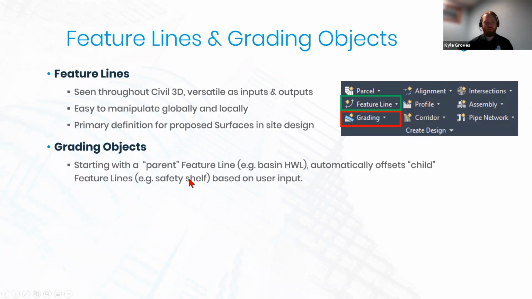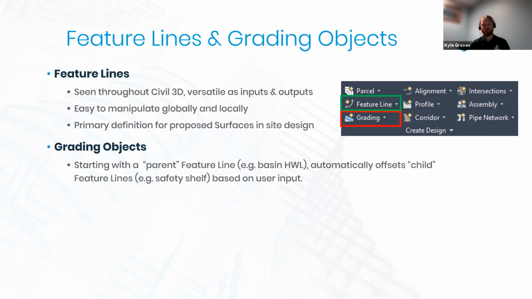So with that, let's talk a little bit more about the grading objects. We're here to talk about the different tools that are available to us in Civil 3D for a site grading workflow. And then we're going to compare and contrast them at the end of the webinar to see, all right, which one of these do we want to use? What are the pros, what are the cons?